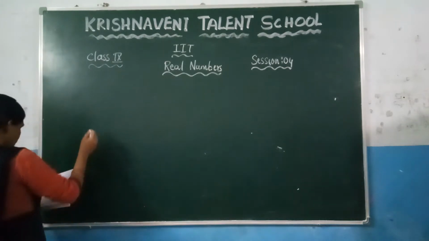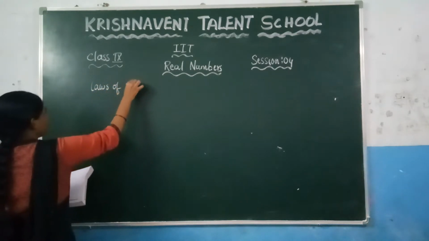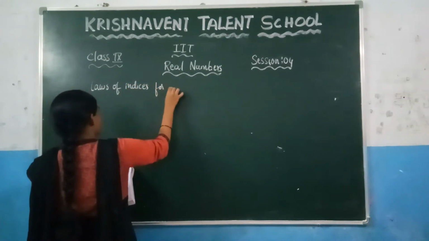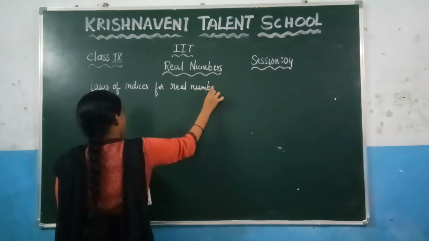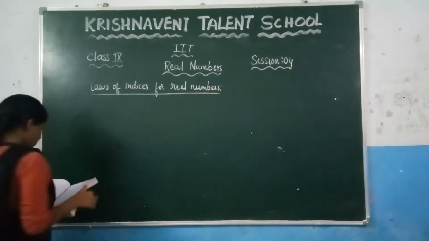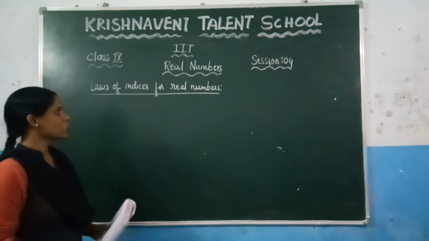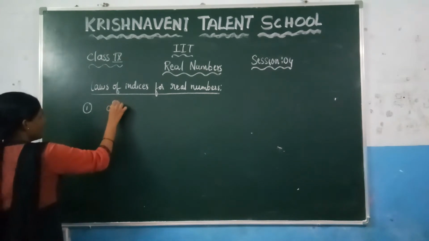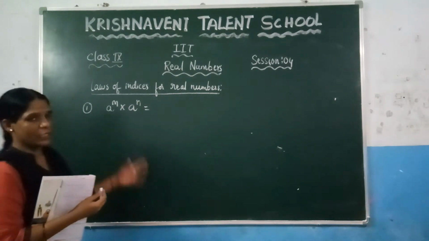So, the next one is laws of indices for real numbers. There are several laws here. We call it the laws of exponents also. See the first one, which is a power m into a power n. What is the formula for a power m into a power n?